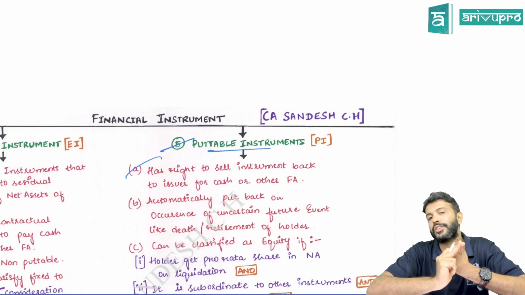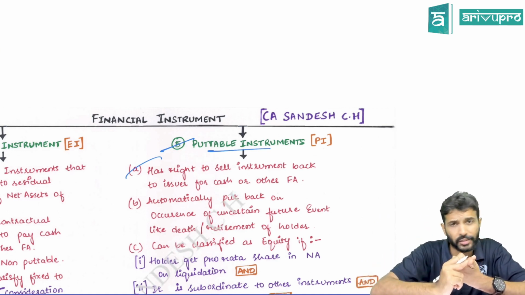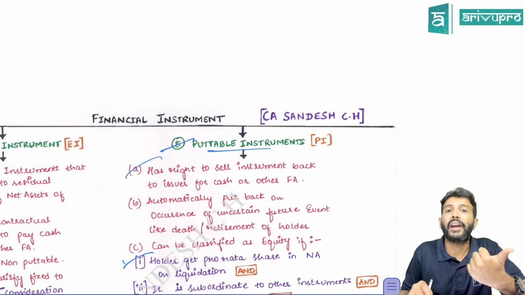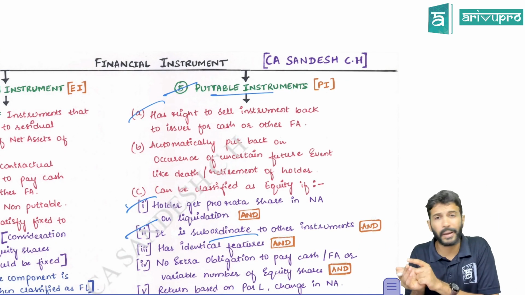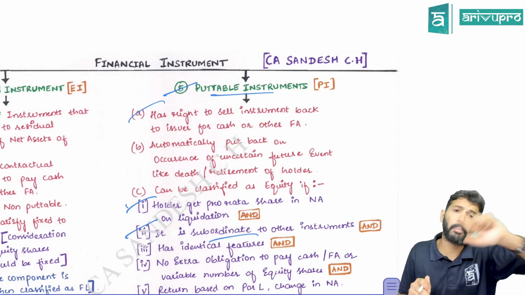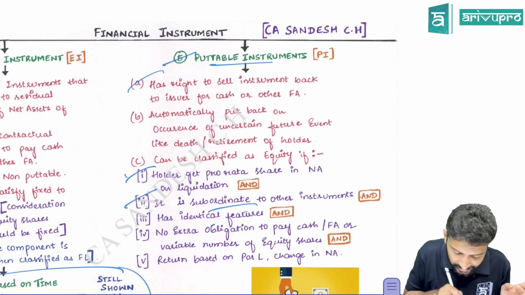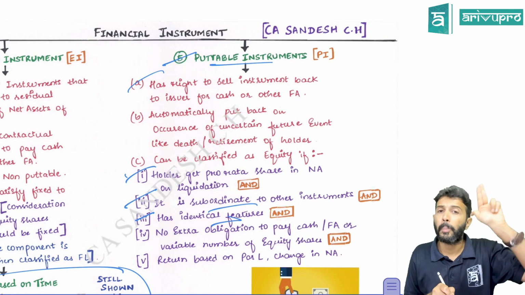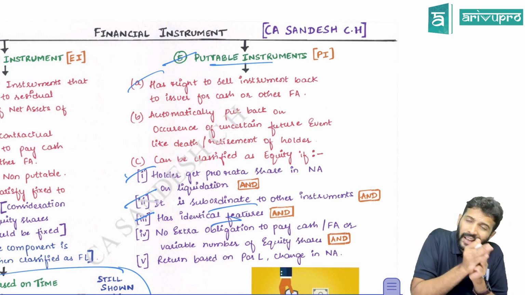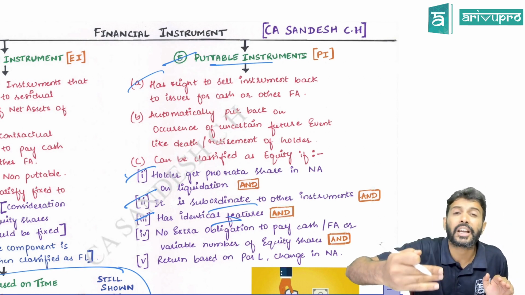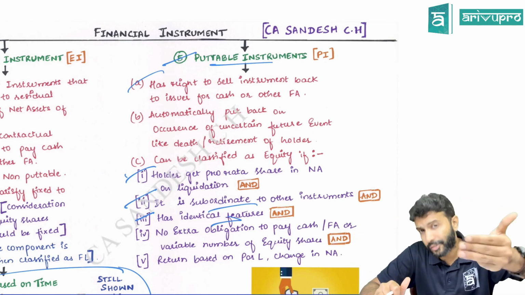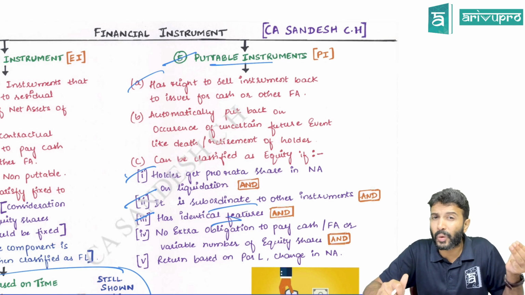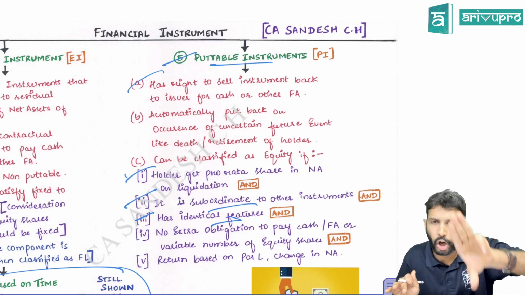The holder of a putable instrument should have a right over the net assets of the company. Okay, that is one. And the second one is it should be subordinate, meaning it should rank last in the payment. So this putable instrument, and if you have multiple putable instruments, all of them should have identical features. Putable instrument means the company already has one obligation, that is to pay cash. Other than this, some extra obligation to give extra shares or other financial assets, or to give a variable number of equity shares, etc., should not be there.